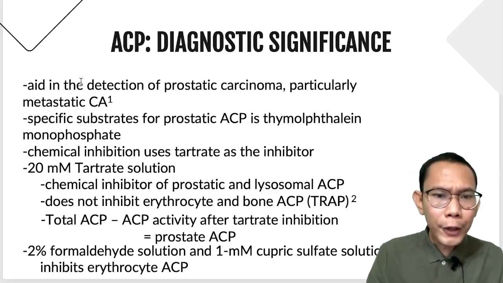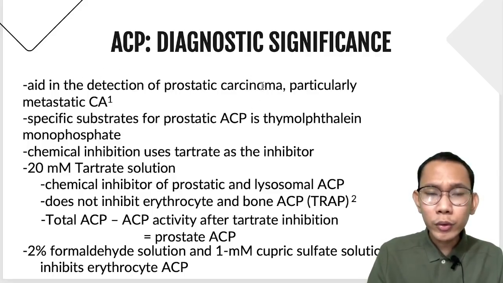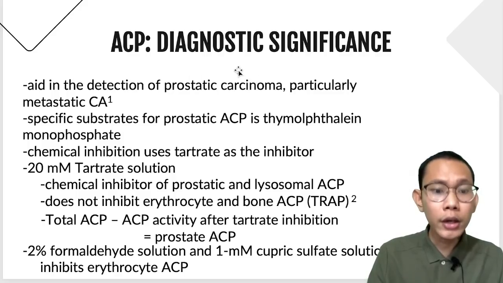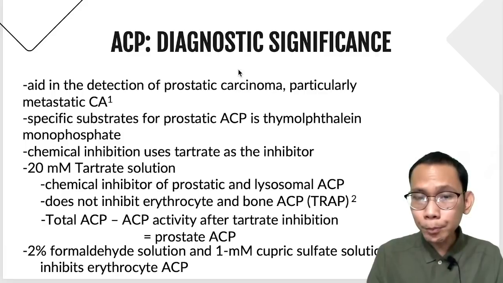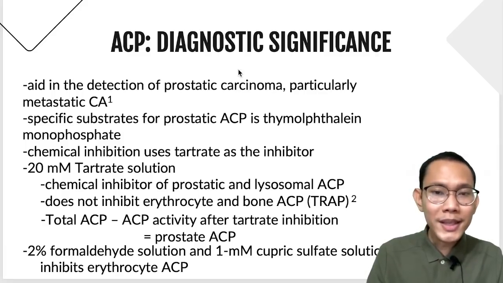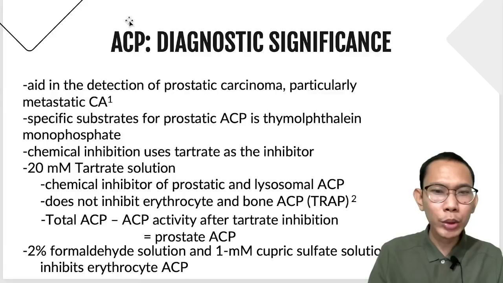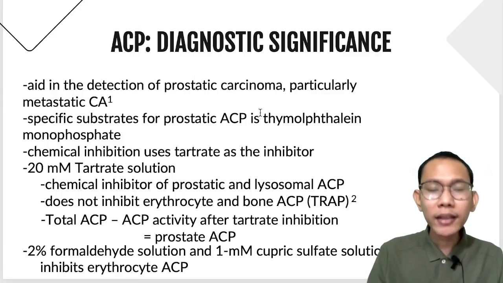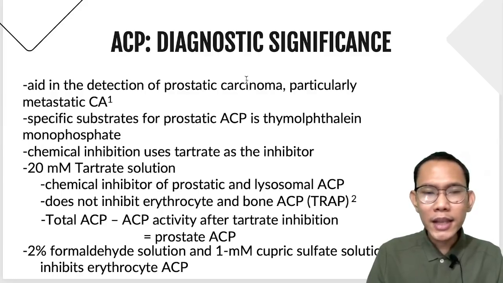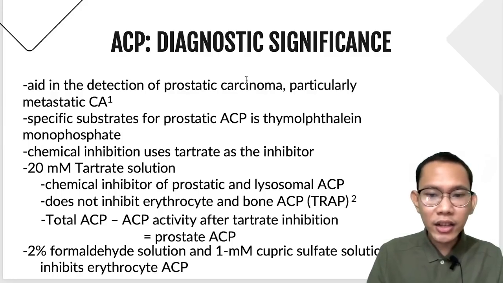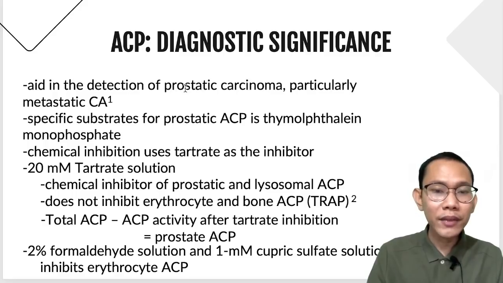However, remember that there is already a new marker for us to determine a prostatic carcinoma. That's going to be your prostate-specific antigen or your PSA. So, in comparison with your ACP, ang dinedetect talaga namin for a possible prostatic carcinoma is your PSA because it is a very useful screening and diagnostic tool and it is more specific than your ACP. But still, your ACP can aid in the detection of your prostatic CA.